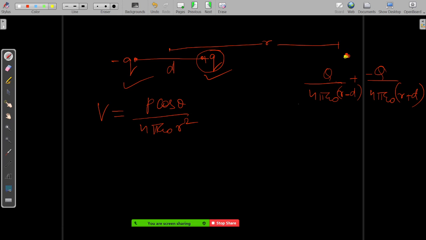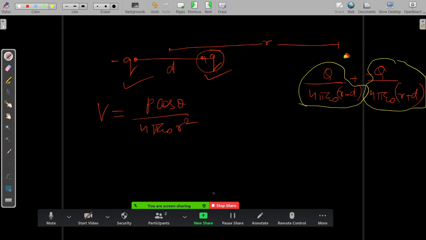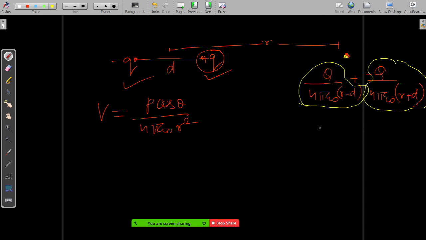But the thing is, if you actually see the formula, it comes something like this. This is due to the positive charge, and this is due to the negative charge. Since it is a scalar quantity, you can simply add it. Now, the thing is how it comes to be 0.